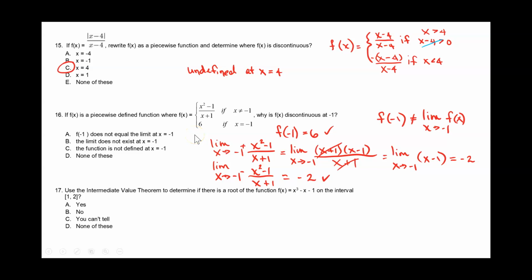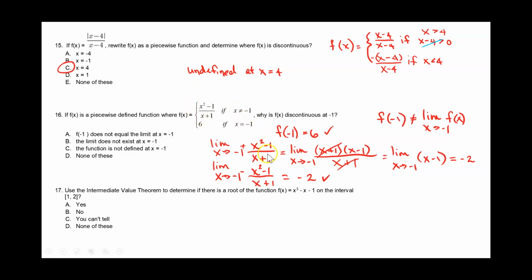Alright, then for the next one, we have a piecewise, and they want to know why it is discontinuous at negative 1. So let's start with the first part of the definition, f of negative 1. When I plug negative 1 in, do I get a y value? Yeah, when x is negative 1, y is 6. Alright, then I need to check the limit. So I'm going to take the limit as x approaches negative 1 from the right and from the left. Approaching from the right, that would be this piece right here, because those are values like negative 0.9, negative 0.99, negative 0.999. None of those are equal to negative 1, so I would use this piece of the equation.